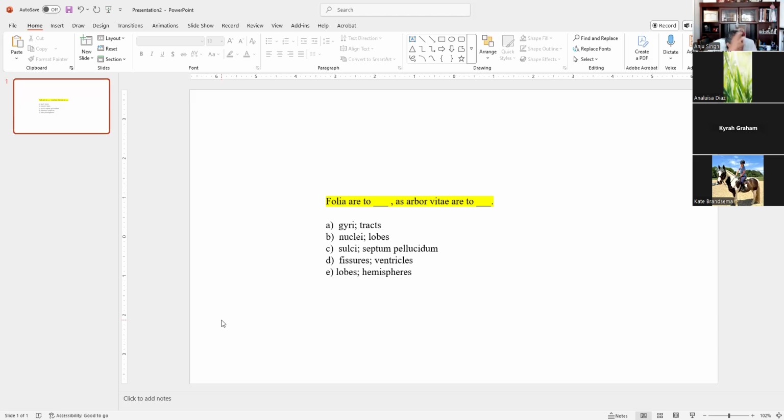That makes sense. Arbor vitae is the white part in the cerebellum. That's all your tracts in the cerebrum, the white matter, right? And folia are the little grooves in the cerebellum. That's your gyri in the cerebrum.